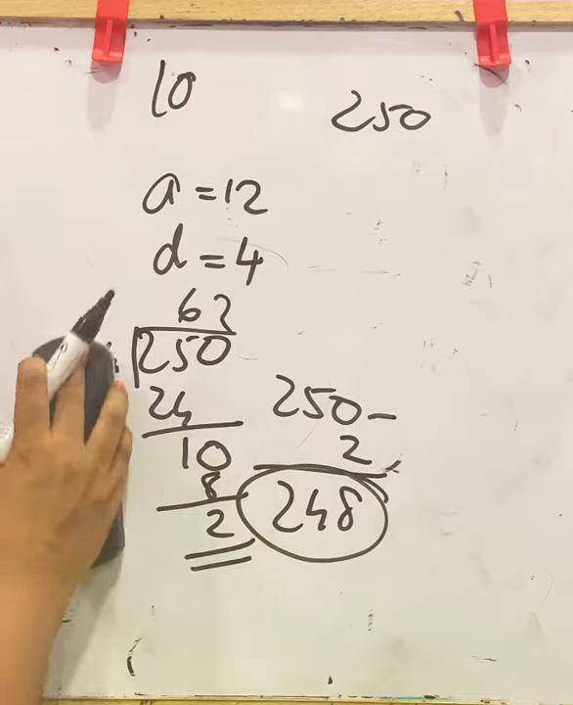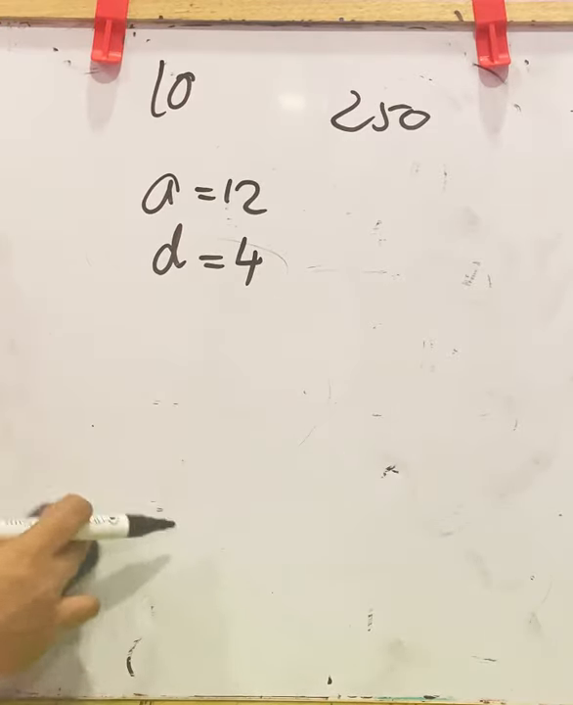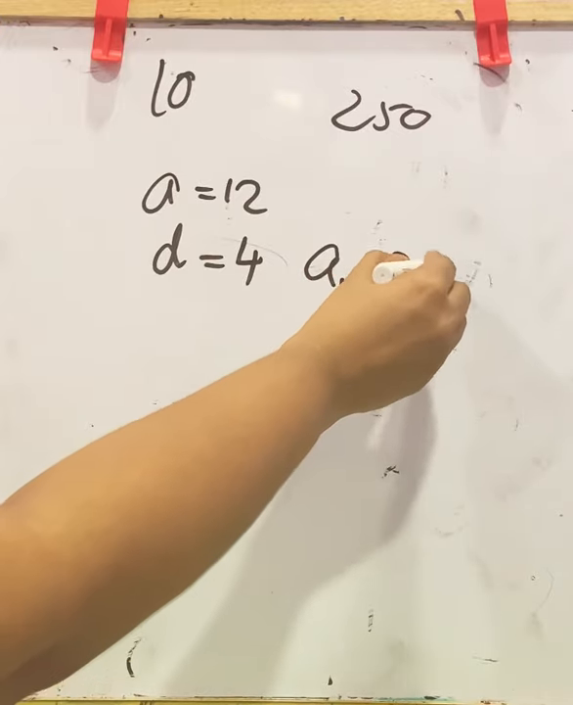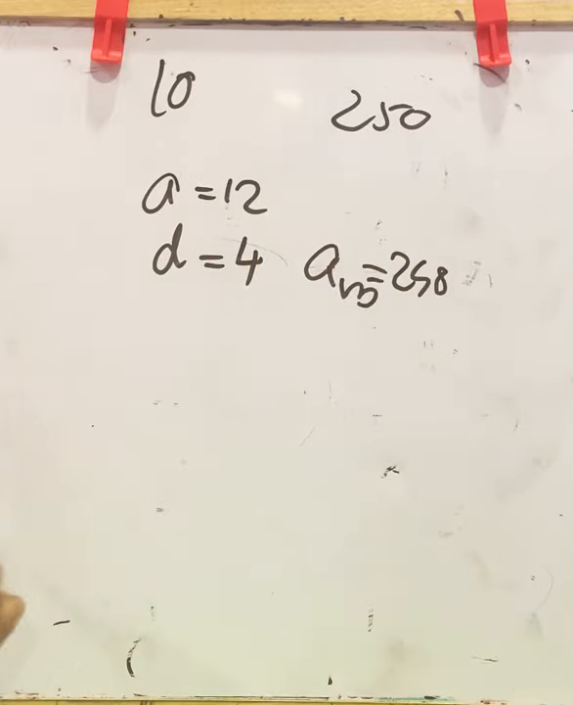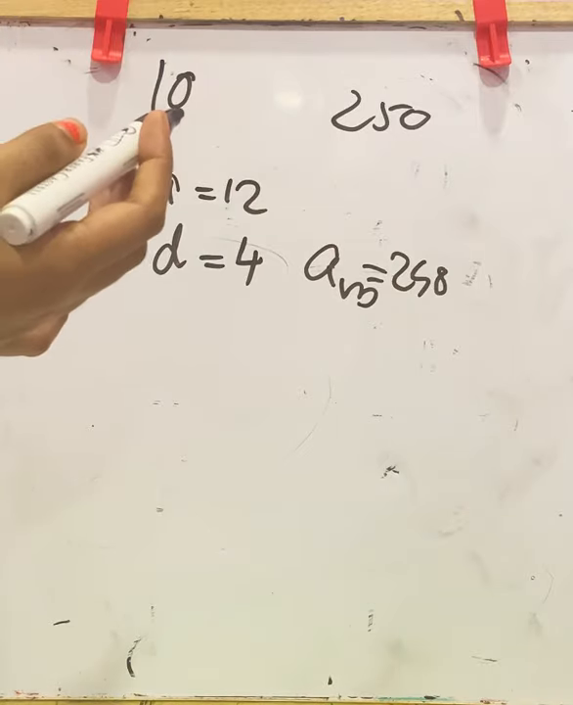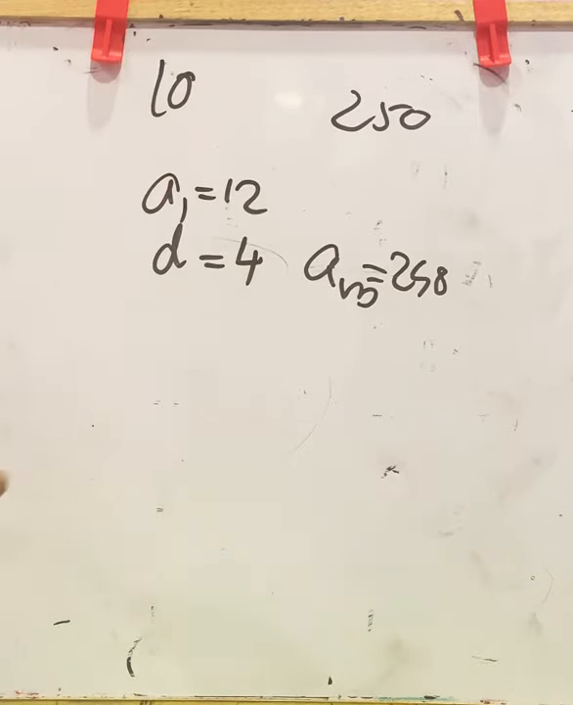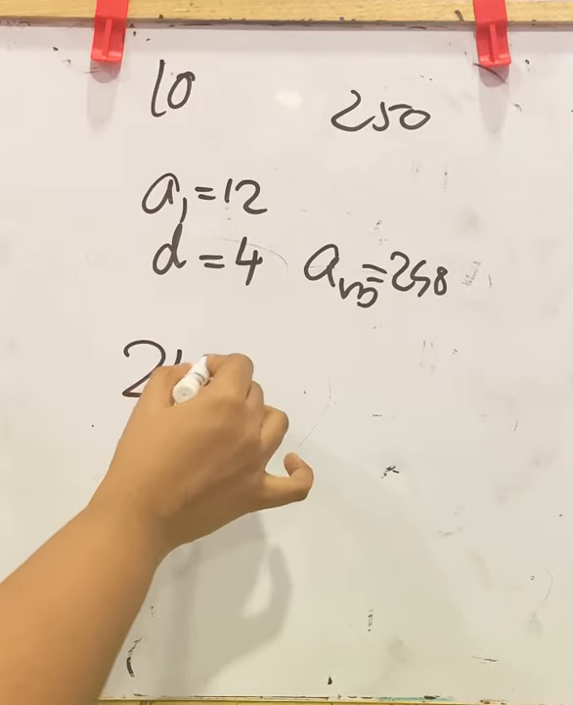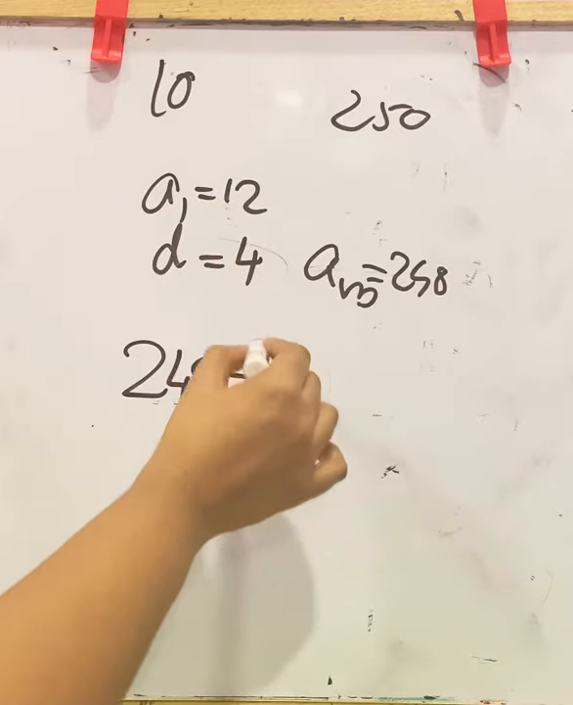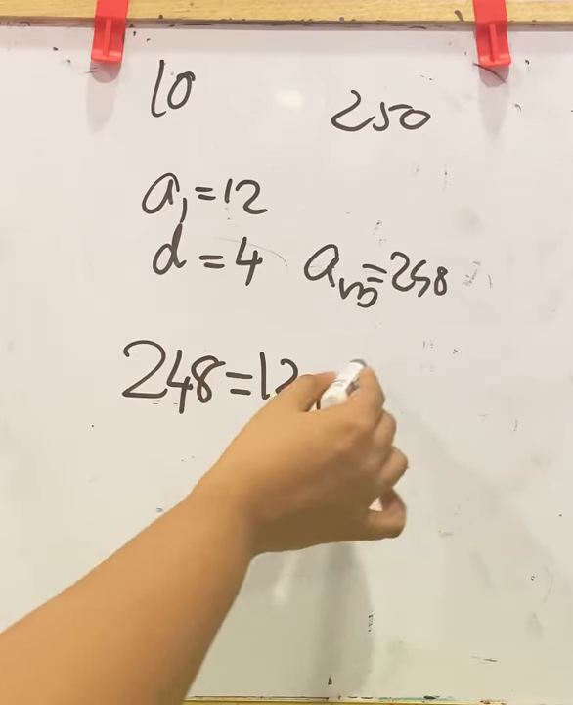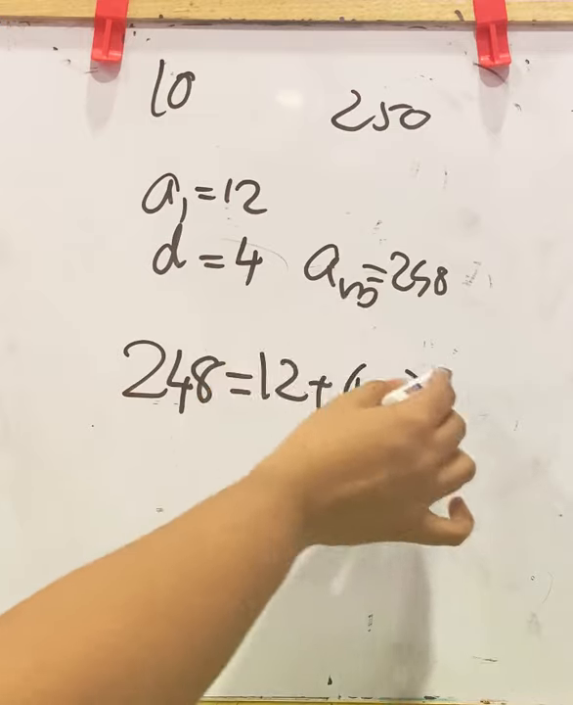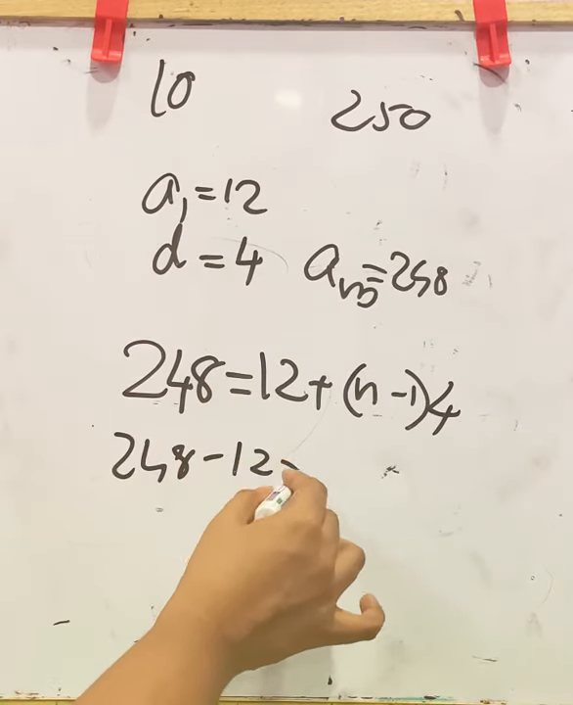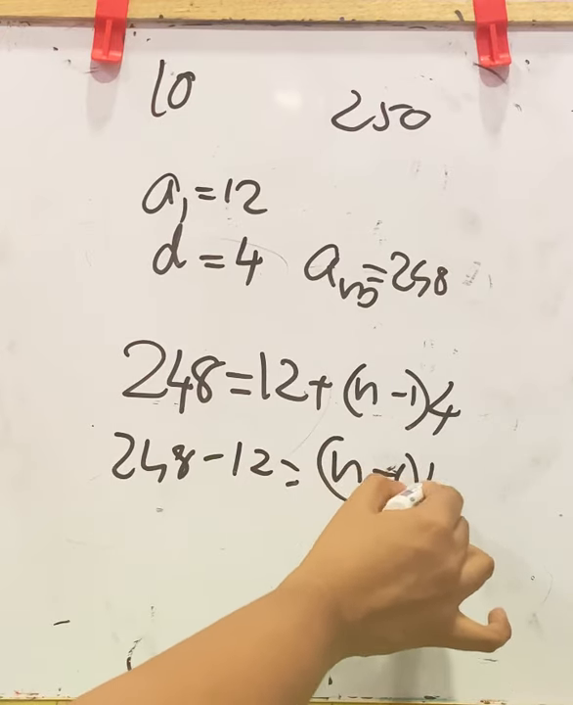So AM is 248. That is the last term. AM is 248, or we can write here L. The last term can be represented by L or AM. First term is A1, Nth term is AN. Now 248 equals the first term A plus N minus 1, we don't know N, into D, which is 4. That is 248 minus 12 equal to N minus 1 into 4.